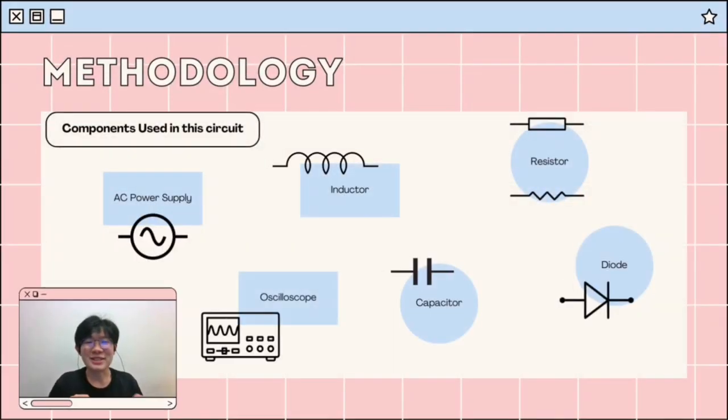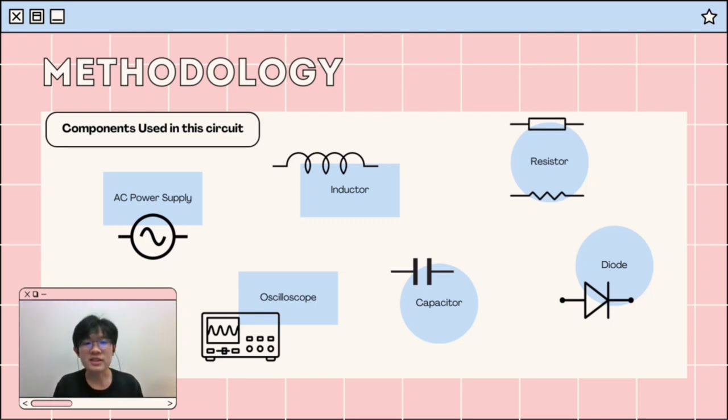So I am going to present the part of methodology. Through this simulation for the modulation circuit, there are a few components we used in this circuit. The first one is the AC power supply. An AC power supply is a power source that delivers alternating current, which is AC, output to a load. The second component is the inductor. An inductor is a passive component which is frequently used in combination with capacitors and resistors to create filters for analog circuits and also in signal processing.